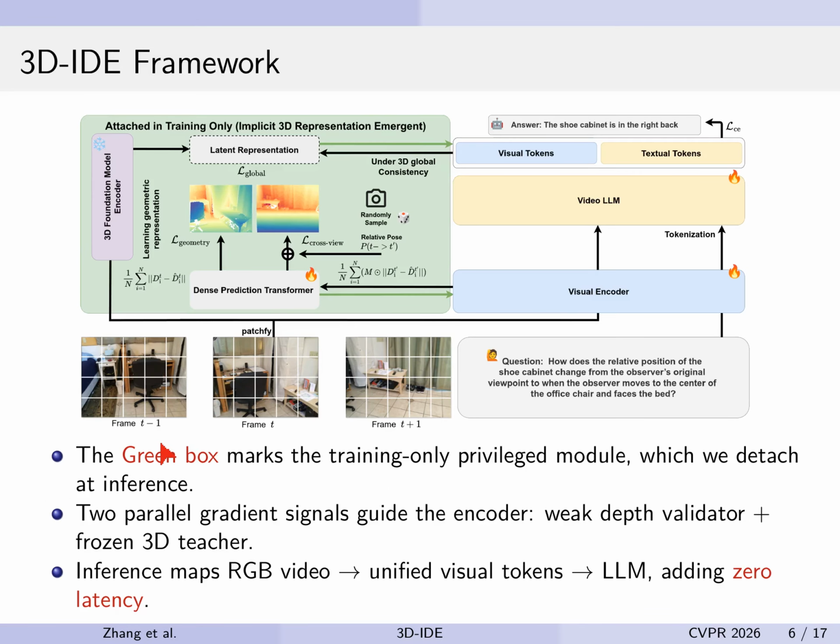The green box marks a privileged module that 3D-IDE uses only during training, so inference has no test-time dependency. Two parallel gradient signals guide the encoder, a weak depth validator and a frozen 3D teacher. At inference, 3D-IDE converts RGB video to unified tokens for the LM with zero added latency.